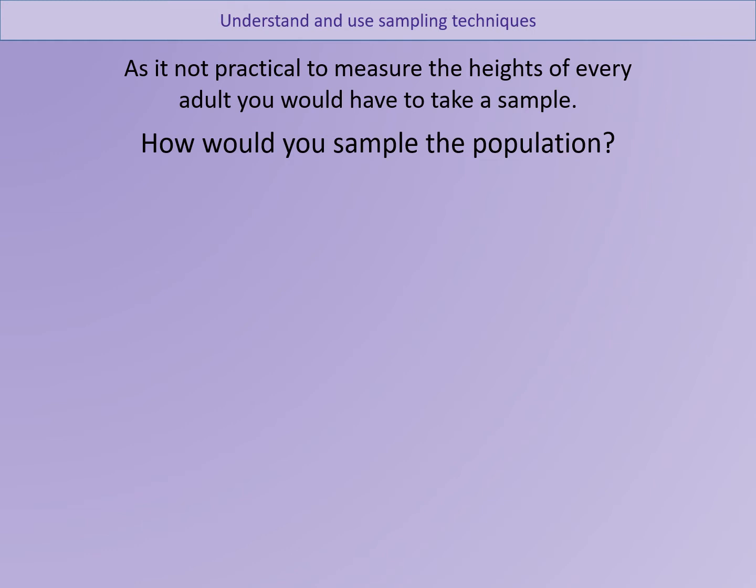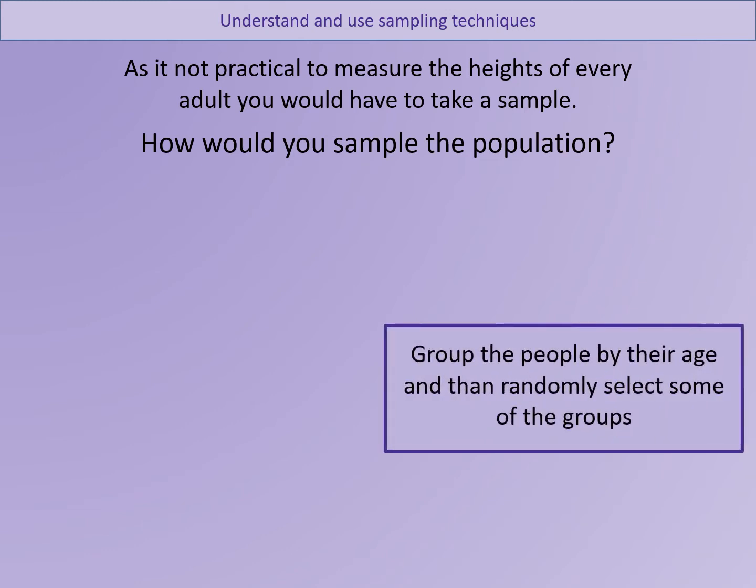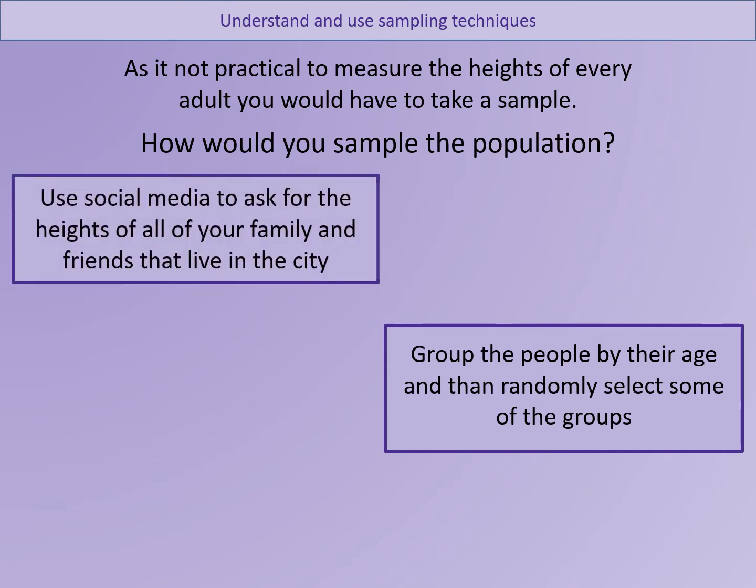So instead, we would normally take a sample from that population, and then we would make an inference about the population based on that sample value, the statistic. There are different ways we could sample that population. We could group the people by their age and then randomly select some of the groups. We could use social media to ask for the heights of all your family and friends that live in the city.